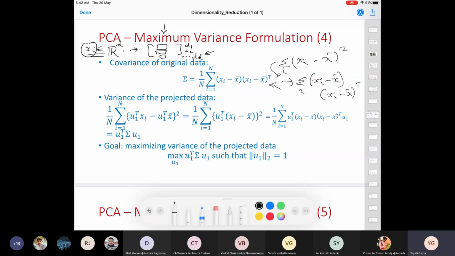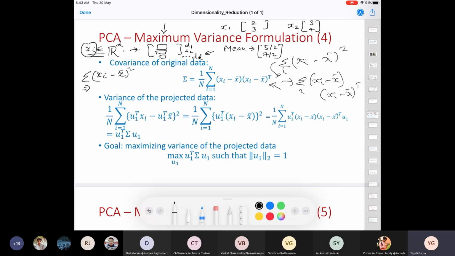Now, assume that I have two such data points. Let me take a two-dimensional example. This is, say, x1. The values are 2, 3. This is x2. The values are, say, 3, 4. Let me compute the mean of these. The mean of these would be 5 by 2 and 7 by 2. So this is the mean vector. If you substitute it here, summation of xi minus x bar whole square, you would get some scalar entity.